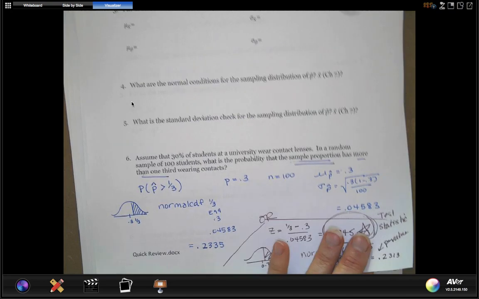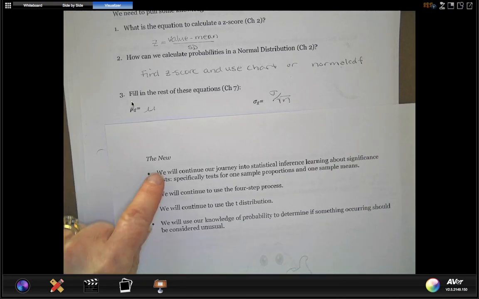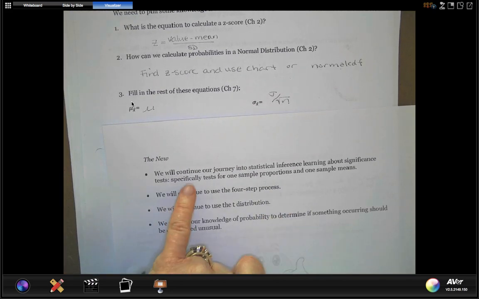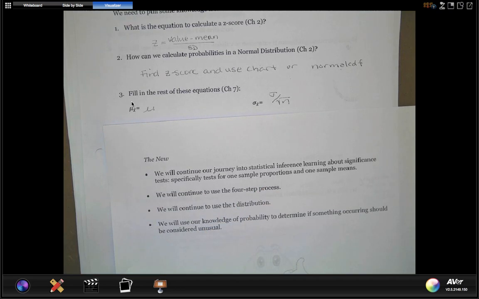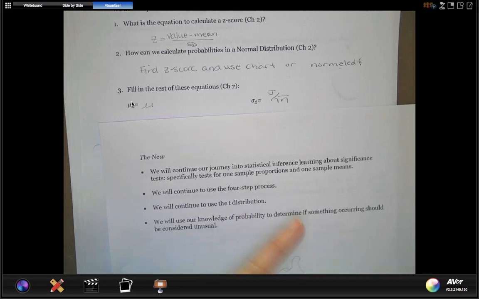Alright, so like I said, we're going to continue our journey into statistical inference. We're going to learn about significance tests, specifically tests for one sample proportions and one sample means. We're going to continue to use that 4-step process: state, plan, do, conclude. We'll continue to see the t-distribution in this chapter, and we'll continue to use our knowledge of probability to determine if something occurring should be considered unusual. Okay?